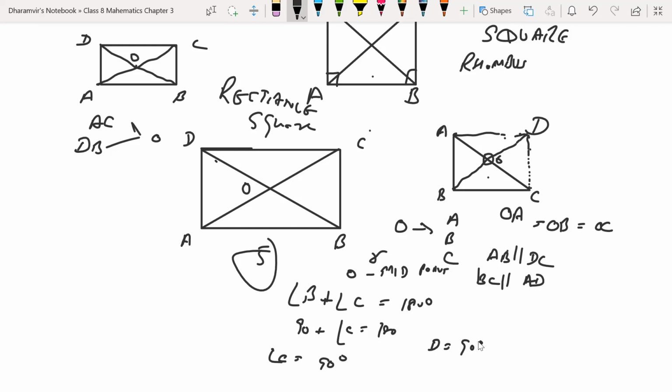A is opposite to C, so it's also 90 degrees. So each angle of ABCD is a right angle. So ABCD is a parallelogram with all angles of 90 degrees. So ABCD is a rectangle. We know that the diagonals of a rectangle bisect each other. This is the property. So OA is equal to OC, that is half of AC.